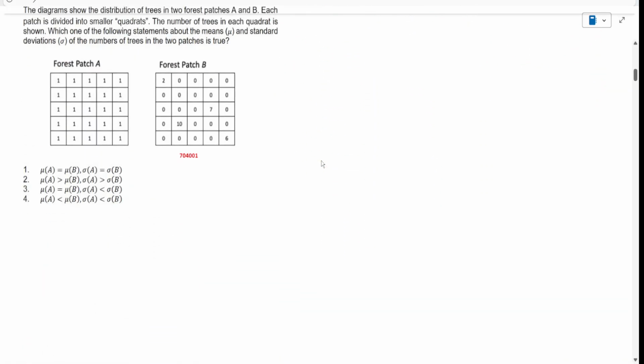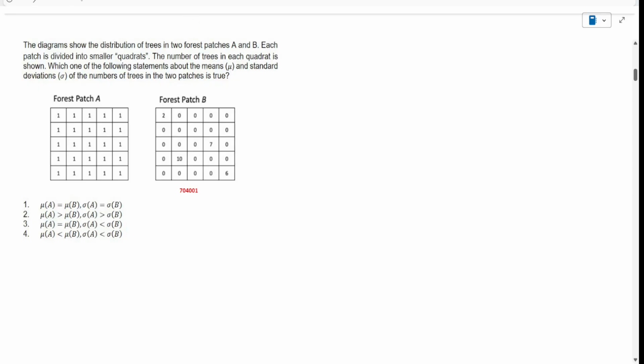Fine. So this is the first question. The first question says that the diagram shows the distribution of trees into forest patches A and B. Each patch is divided into smaller quadrats. The number of trees in each quadrat is shown. Which of the following statements about the mean mu and standard deviation sigma of the numbers of trees in the two patches is true?